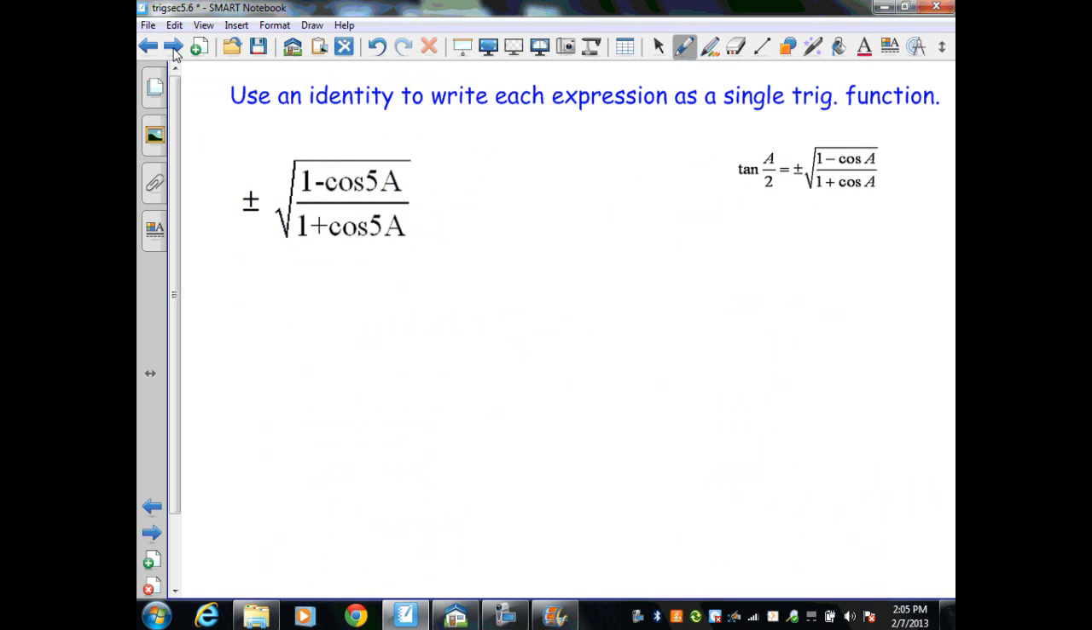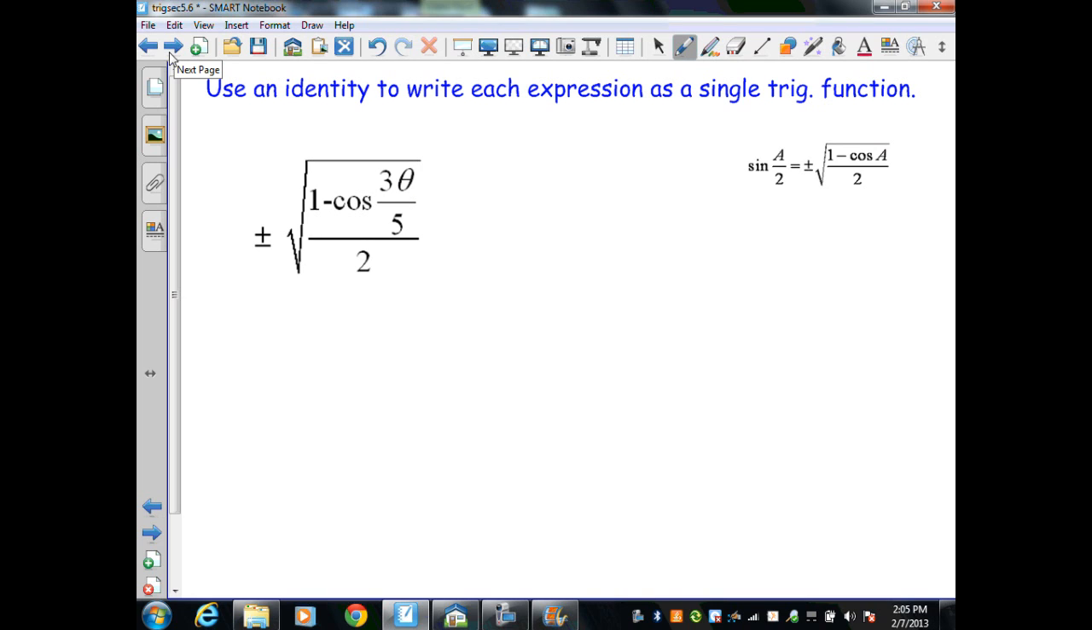Here I want to use an identity to write each expression as a single trig function. I'm given the value of a is actually 5a. So all I have to do is substitute in tangent. A is represented by 5a here. Therefore, when I substitute in, that gives me tangent of 5a over 2, or I can simplify it to be tangent of 2.5a.